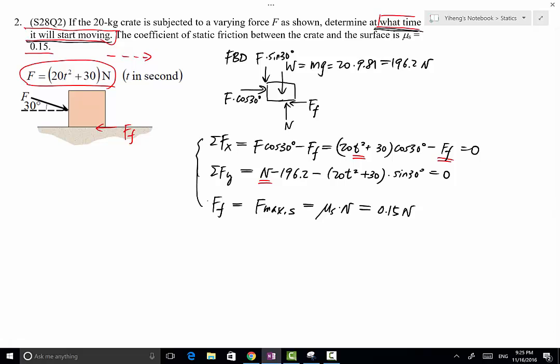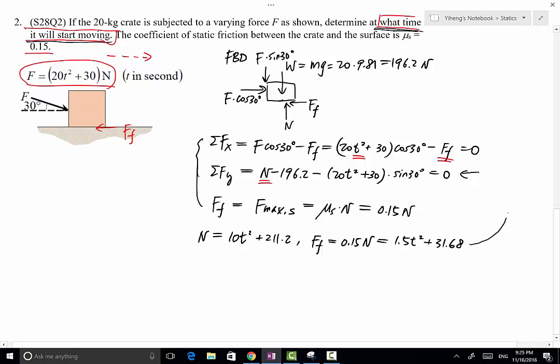So when we are solving for them, we'll probably first evaluate the normal force from the second equation as a function of time. From the second equation, the normal force can be solved to be 10t squared plus 211.2. And then the frictional force equals 0.15 N, which is also a function of time, 1.5t squared plus 31.68.